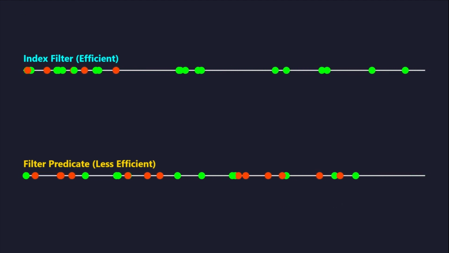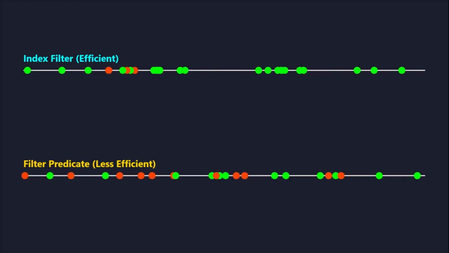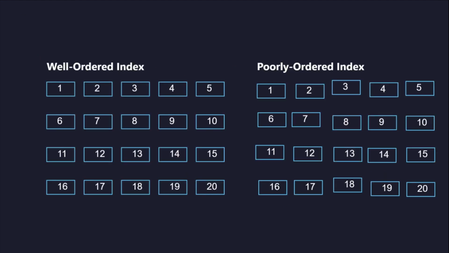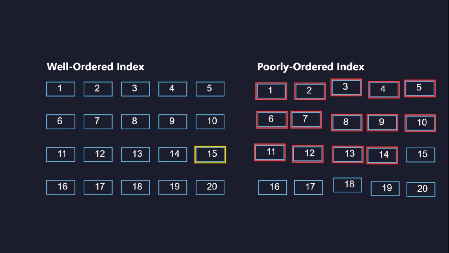Filter predicates represent conditions that are checked only after the index data is retrieved, which is a much less efficient filtering mechanism for large datasets. A well-ordered index maximizes access predicates, while a poorly ordered one relies heavily on filter predicates to discard irrelevant records after they are already read.